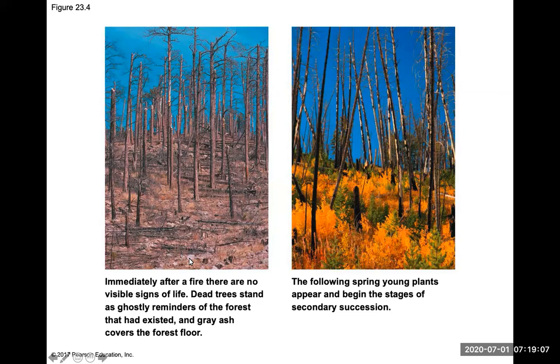Immediately after a fire, there's no sign of visible life. In the following spring, young plants appear and begin the stages of secondary succession. So this shows the cycle of ecological succession.